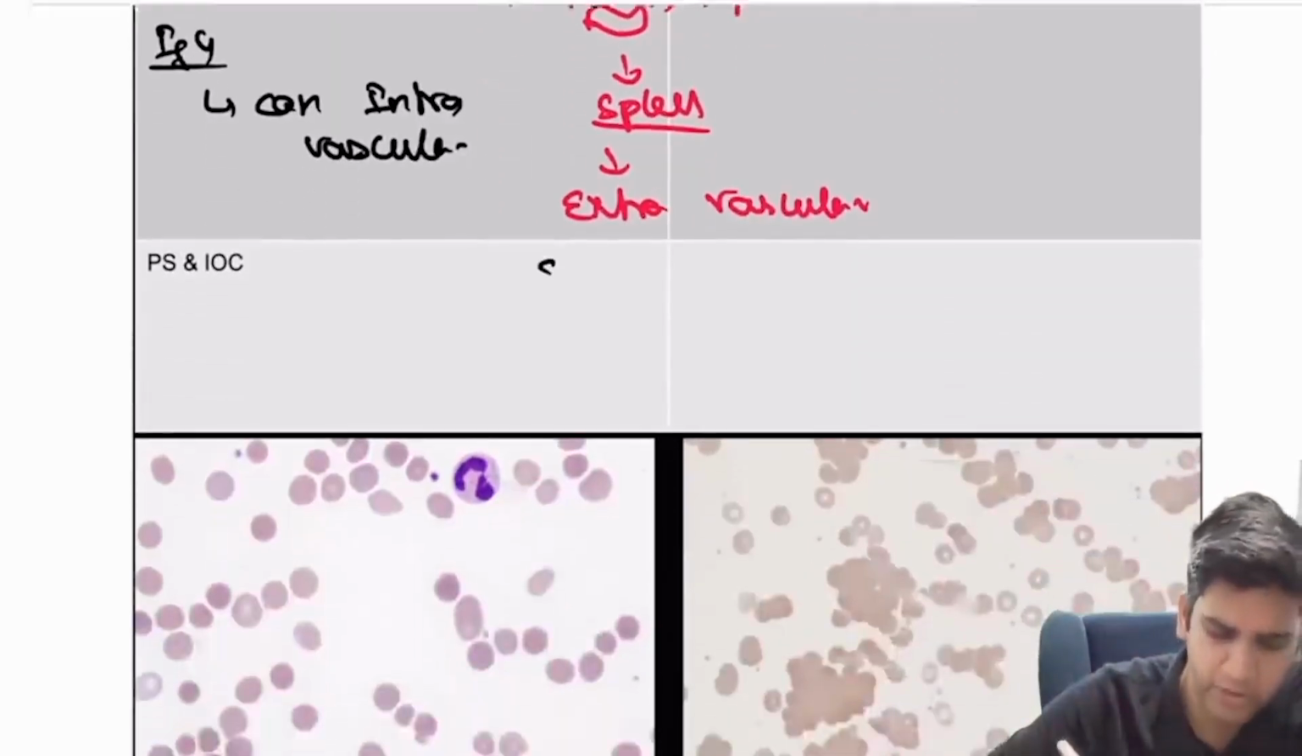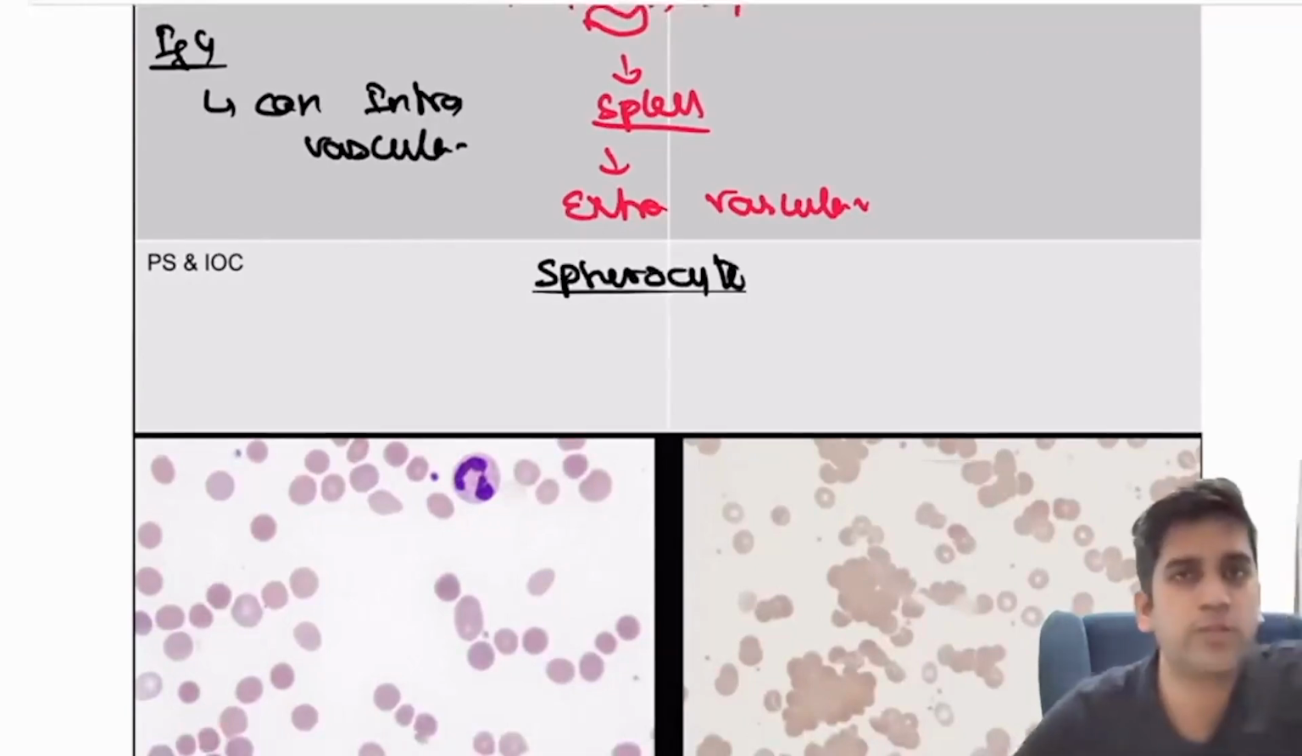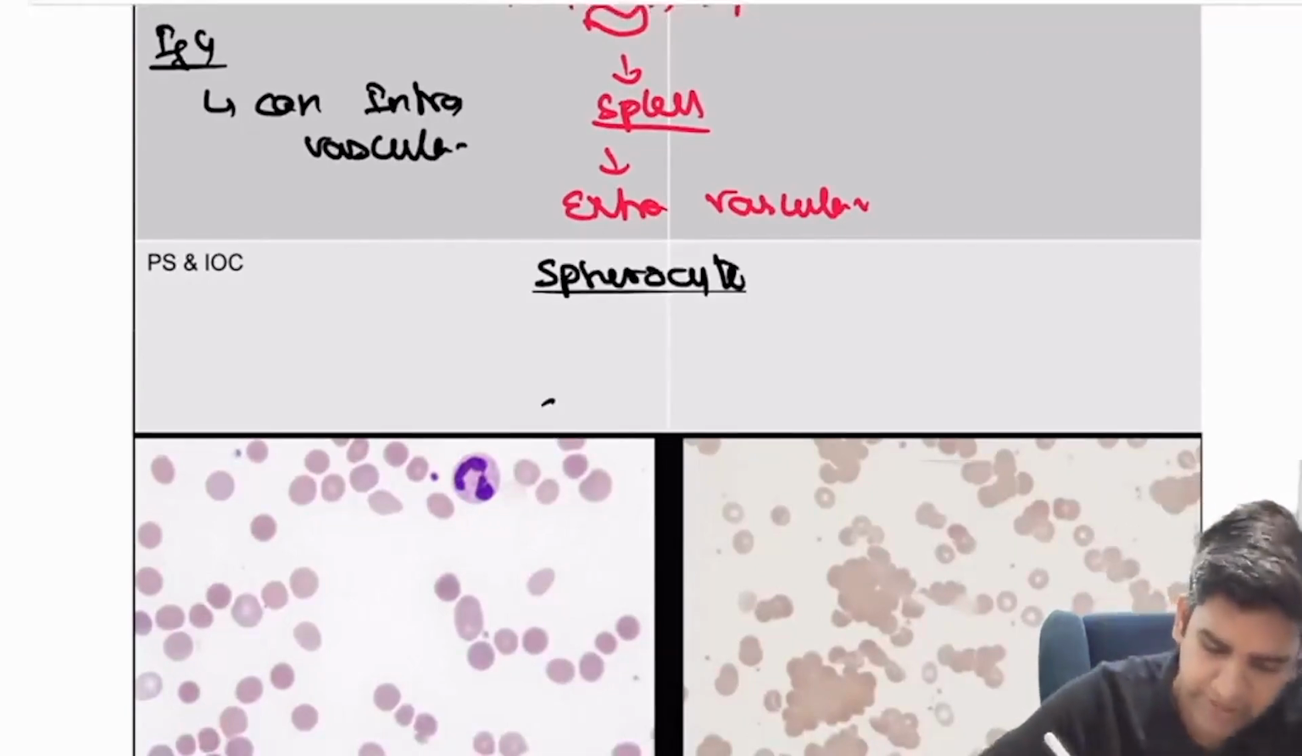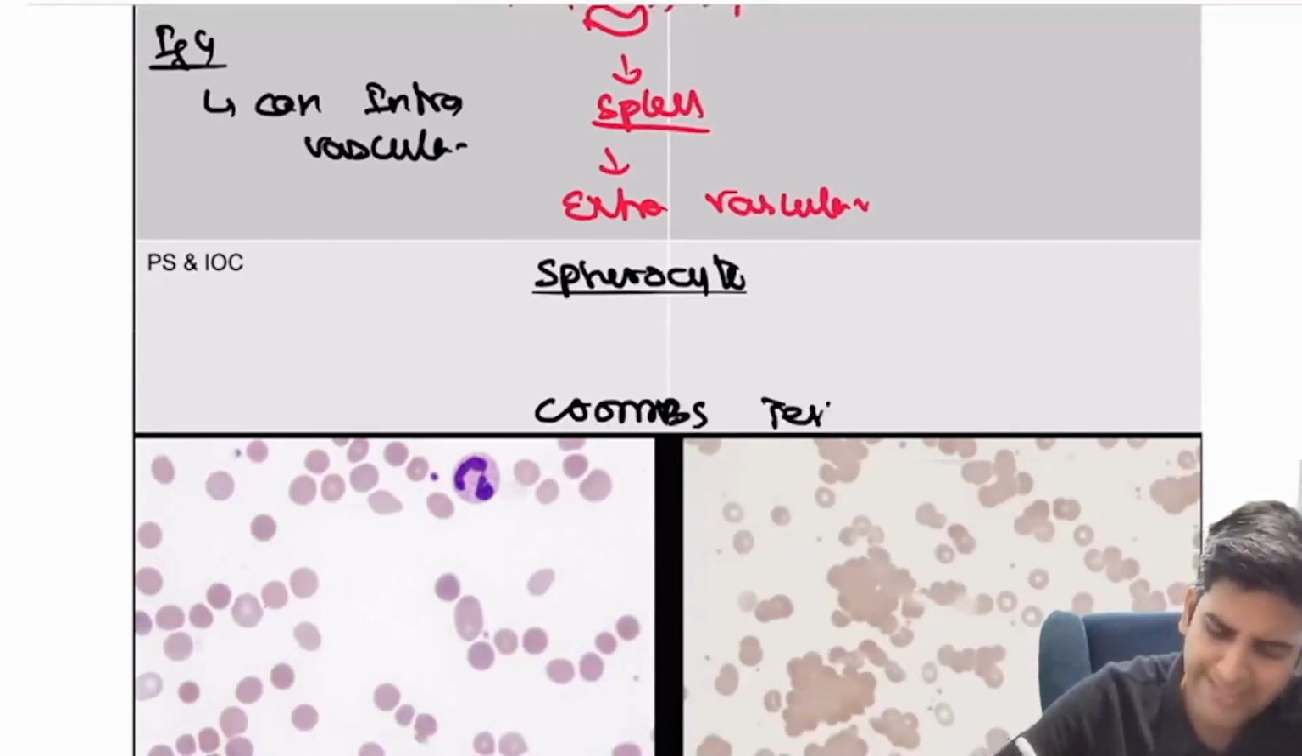In both, the peripheral smear shows one common finding: spherocytes. Like I said, this is the most common cause of spherocytosis, right? And obviously the investigation of choice for both is Coombs' test. You do Coombs' test, you can easily pick it up.